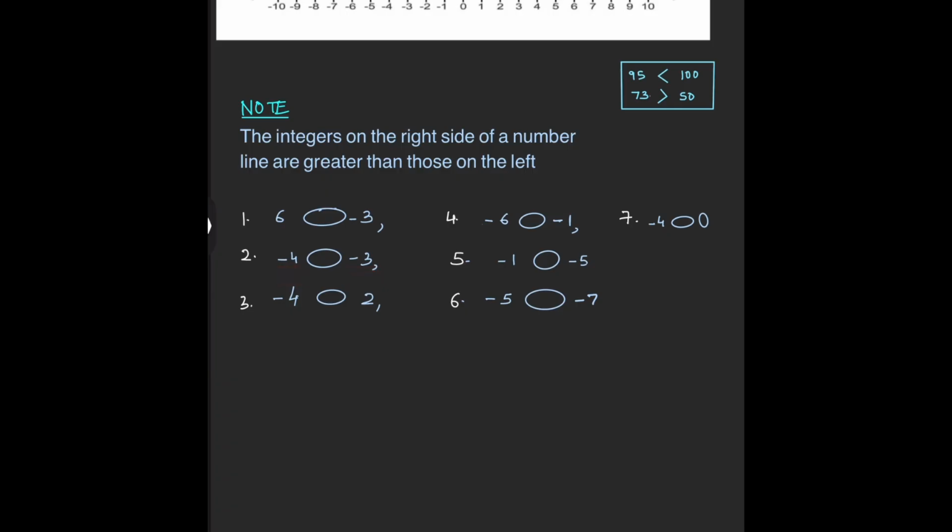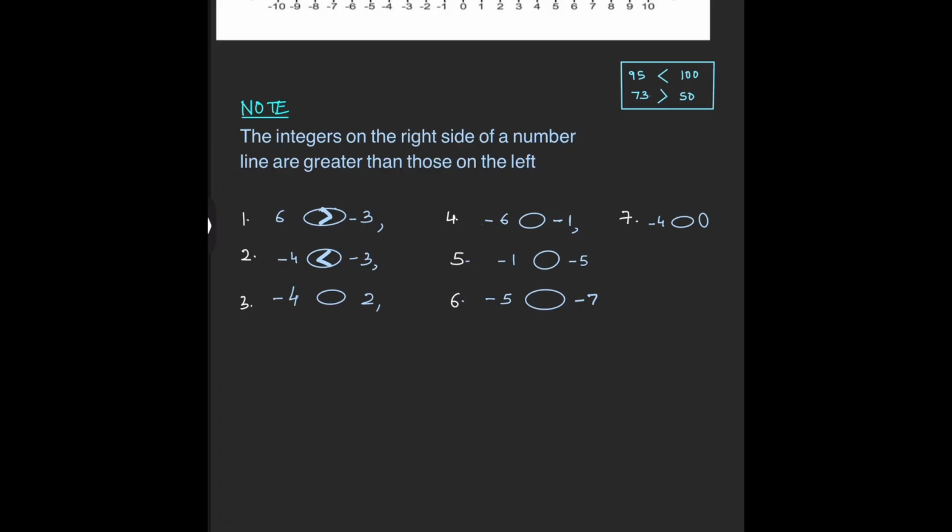When we come across negative 4 and negative 3, negative 4 is here, negative 3 is here. This is on the left, this is on the right. Which is greater? Negative 3 is greater. So here we know negative 3 is greater. In the first one, the positive integer is always greater.